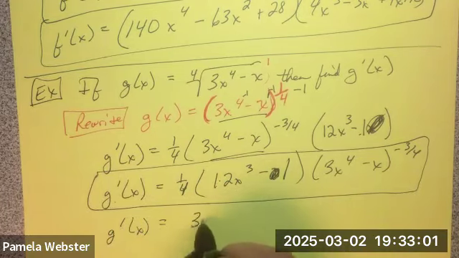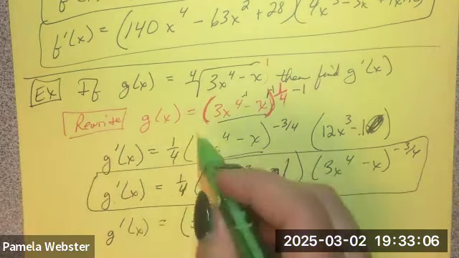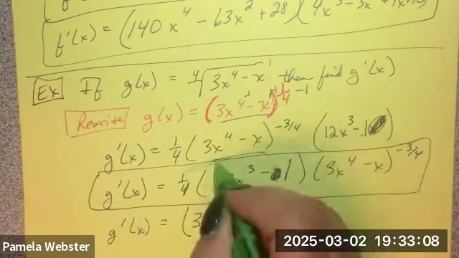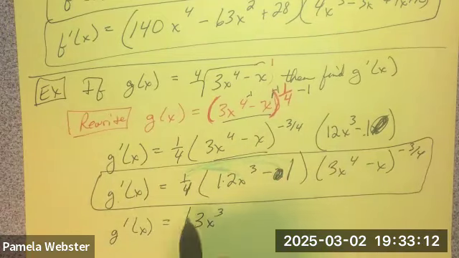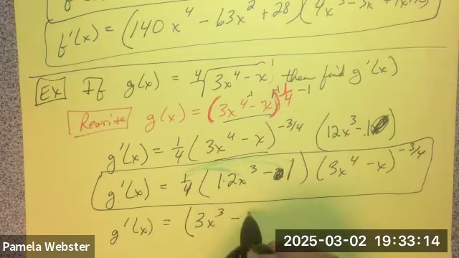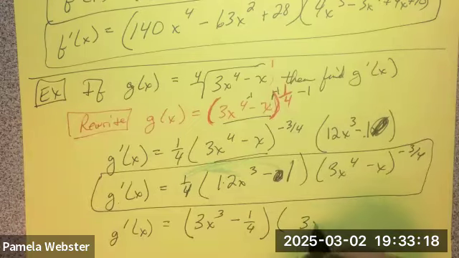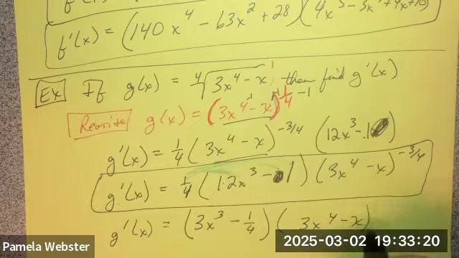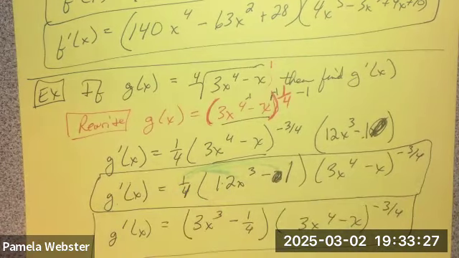1/4 times 12 is a 3x to the third. Okay, distributing, putting this 1/4 through, right? 3x to the third, but 1/4 times a negative 1 is a negative 1/4. That's why I meant you're going to get a fraction. And then the rest of this stuff is just sticking around, 3x to the fourth minus x to the negative 3/4. I will accept either one of those. But the second one is definitely the cleaner version.